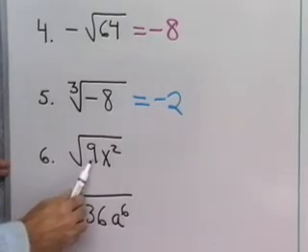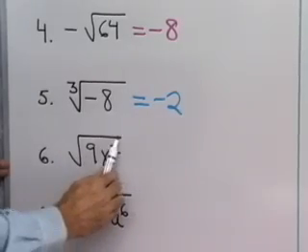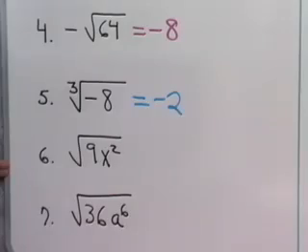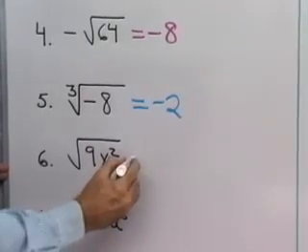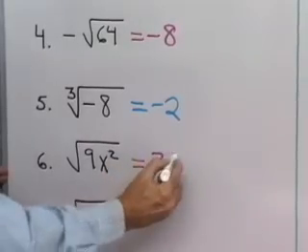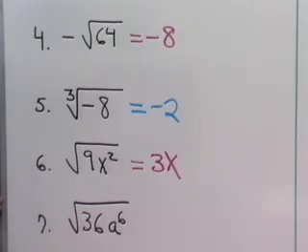Next problem I have is the square root of 9x squared. Now when I see a variable under a square root sign like this, I'm going to assume that it represents a positive number. So what expression can I square to get 9x squared? And the answer to that is the expression 3x. 3x times 3x will be 9x squared.